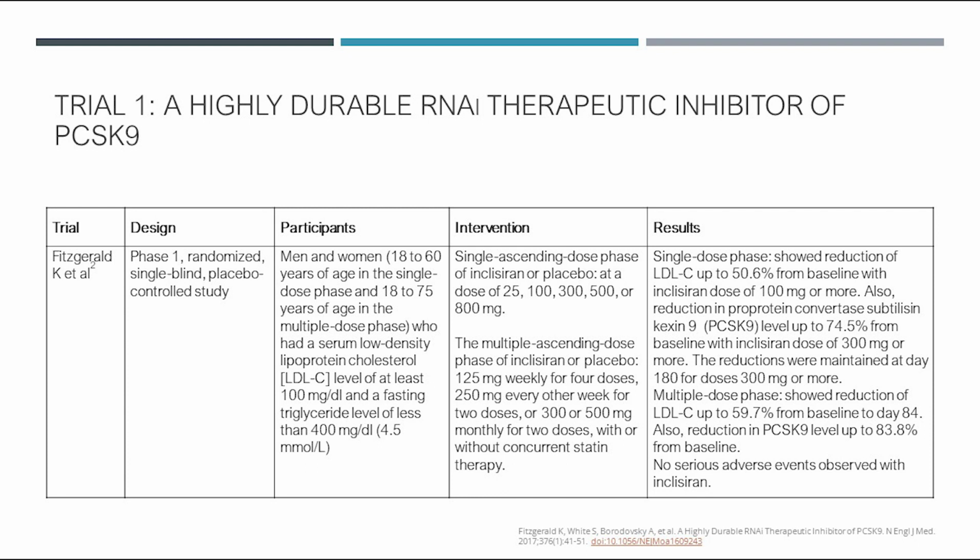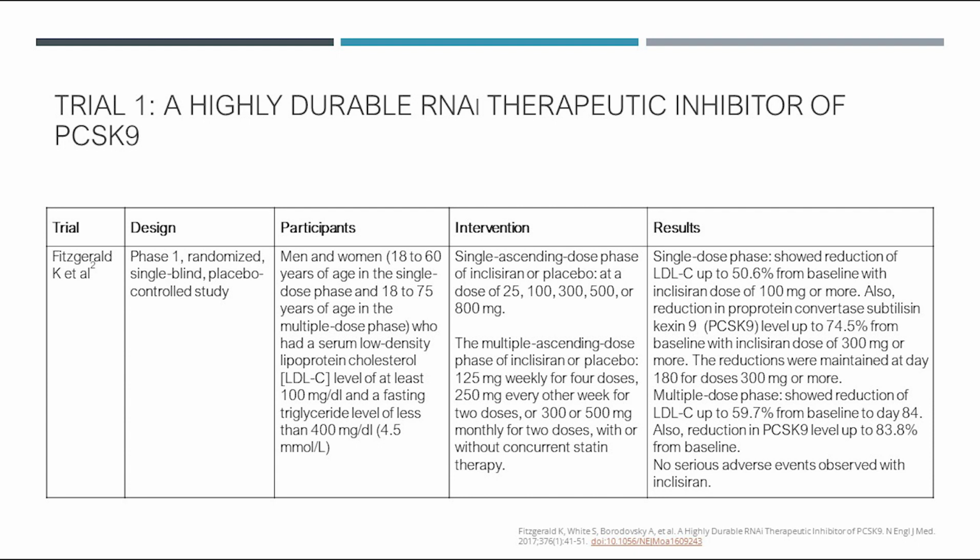In the single ascending dose phase, patients were given this single ascending dose or placebo at doses of 25, 100, 300, 500, or 800 milligrams. In the multiple ascending dose phase of inclisiran or placebo, patients were given 100 milligrams weekly for 4 doses, 250 milligrams every other week for 2 doses, or 300 or 500 milligrams monthly for 2 doses. And they were given this with or without concurrent statin therapy.